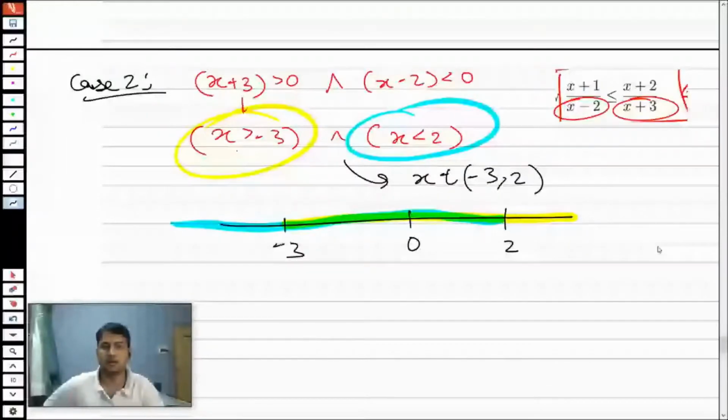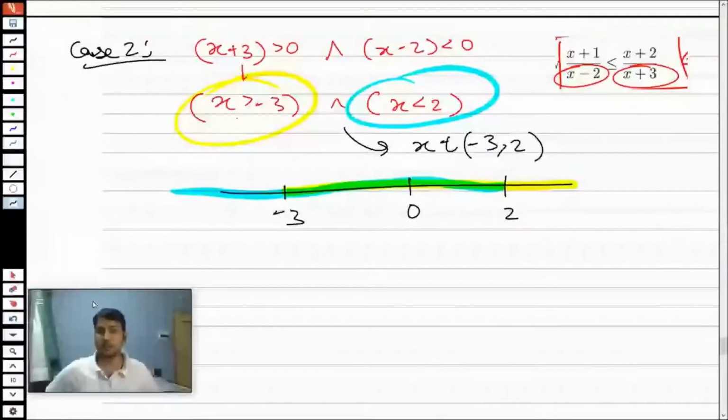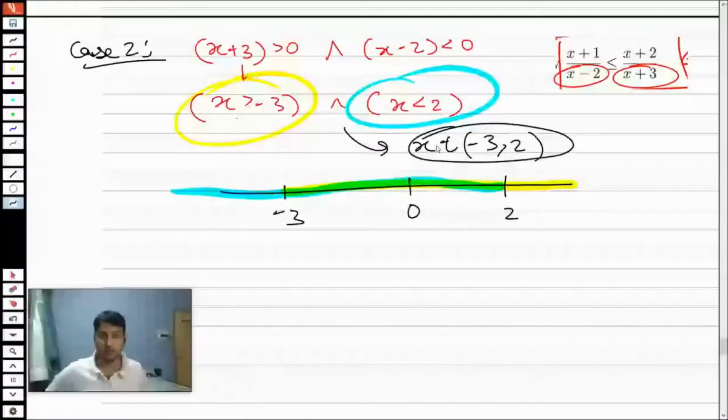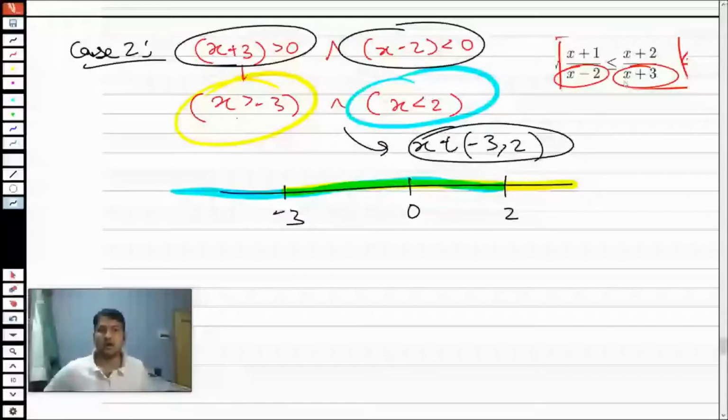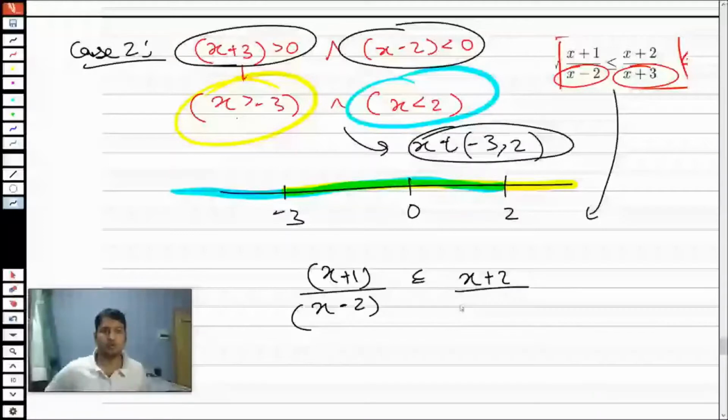This case is X belonging to -3 to 2. So that is the case that I am looking at now. Okay, X between -3 and 2. Now, in this case, X plus 3 is positive, but X minus 2 is negative. So when you cross multiply, this is (X plus 1) upon (X minus 2) less than or equal to (X plus 2) upon (X plus 3).